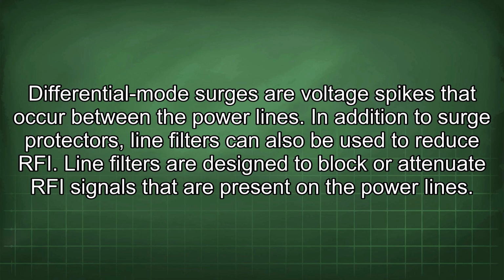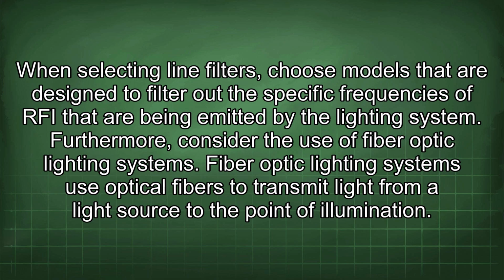In addition to surge protectors, line filters can also be used to reduce RFI. Line filters are designed to block or attenuate RFI signals that are present in the power lines. When selecting line filters, choose models that are designed to filter out the specific frequencies of RFI that are being emitted by the lighting system.